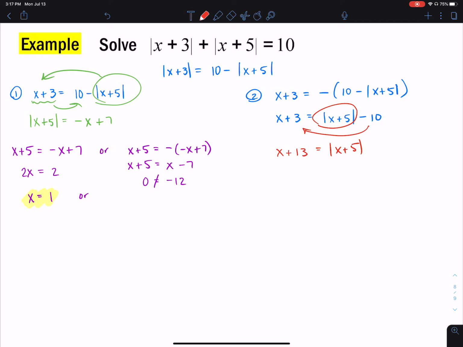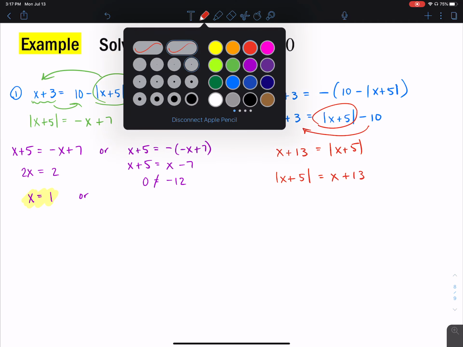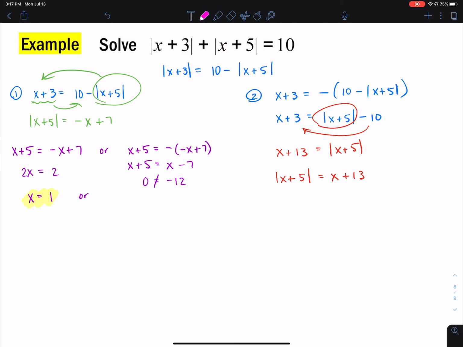Okay, since it's a little bit more appeasing to our eye if the absolute value is on the left, just switch it around. And now we're ready to break this into two equations. So let me grab a different color. Okay, so first equation, since we've isolated our absolute value, we drop the absolute value. So it's x plus 5 is equal to the positive of that right side, or the original of the right side, or x plus 5 is equal to the negative of that right side.